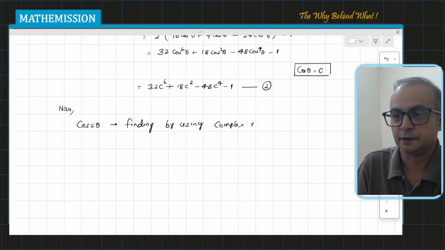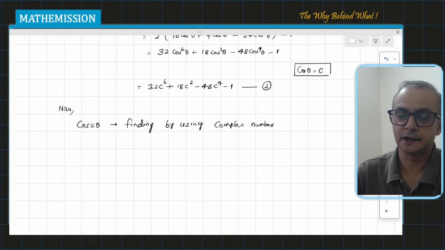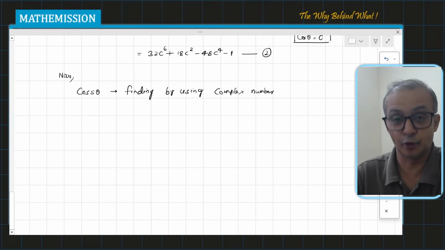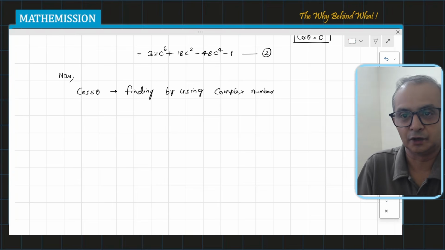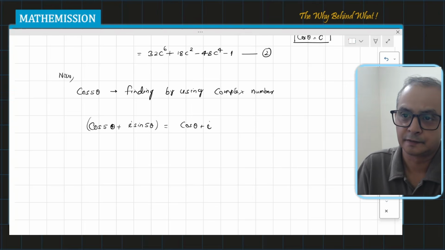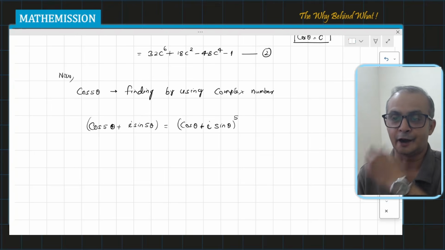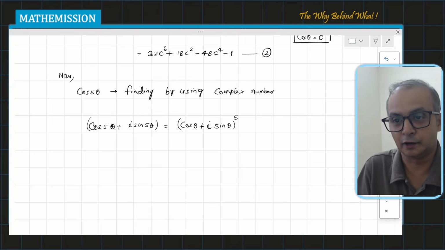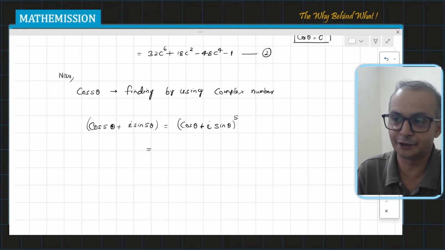In complex numbers, particularly De Moivre's theorem or Euler's, whatever you can say. So I can write, by De Moivre's theorem, cosine 5 theta plus i sine 5 theta as cosine theta plus i sine theta, the whole power 5. This is actually a well-known property. I'm going to use the binomial theorem after this to expand it, and you know the idea now.